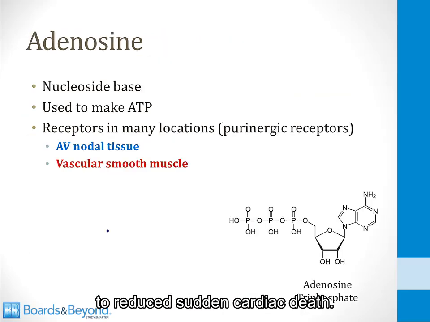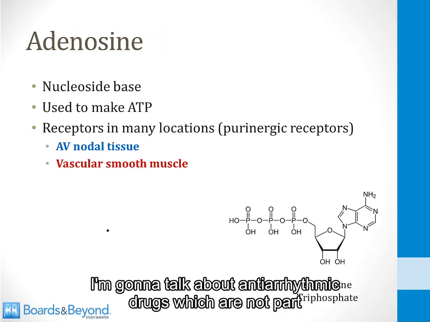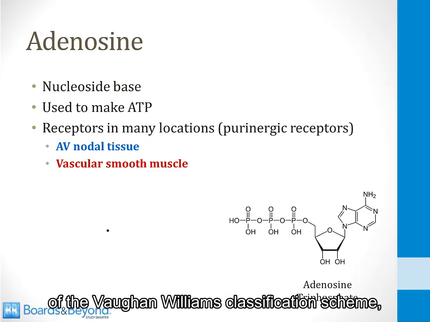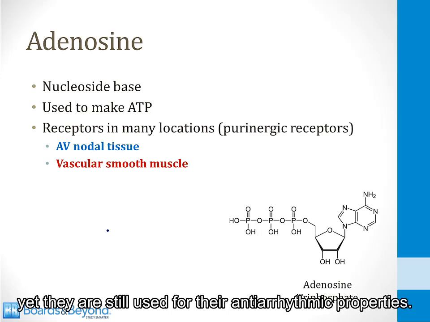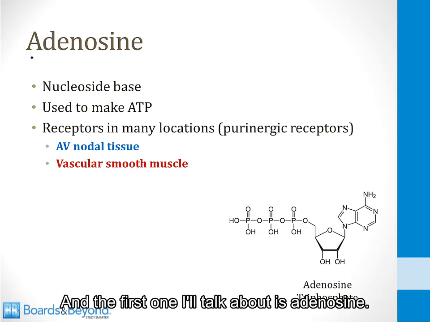For the rest of this module, I'm going to talk about antiarrhythmic drugs which are not part of the Vaughan-Williams classification scheme, meaning they are not class 1, 2, 3, or 4 antiarrhythmics, yet they are still used for their antiarrhythmic properties. And the first one I'll talk about is adenosine.